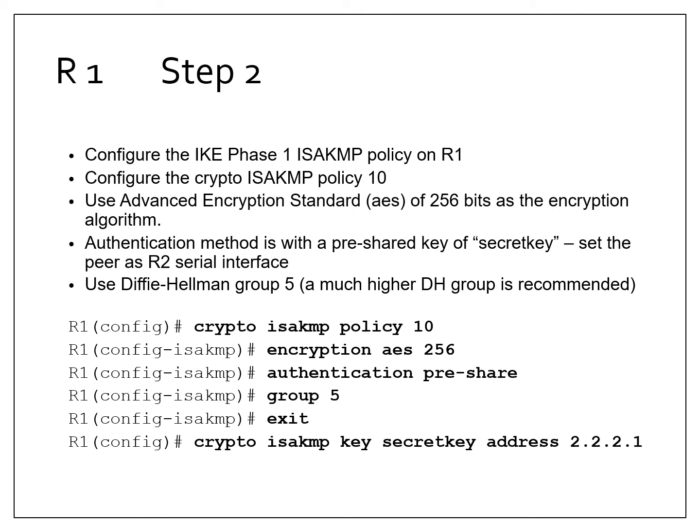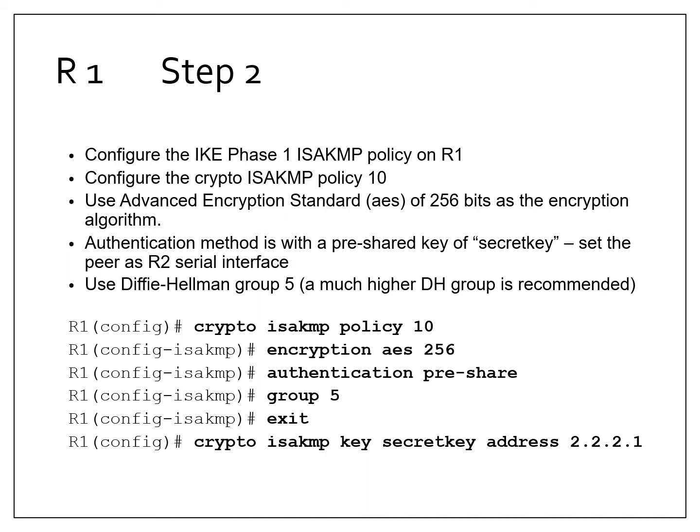And in step 2 on router 1, we're going to configure the IKE phase 1 ISAKMP policy. So we need to configure the crypto ISAKMP policy. We'll give it a number 10. We'll use Advanced Encryption Standard, or AES, of 256 bits as the encryption algorithm. The authentication method, we're going to use a pre-shared key, and we're going to use secret key for that. We'll set the peer as the router 2 serial interface. We're going to use Diffie-Hellman group 5, although as we said a much higher group is recommended.